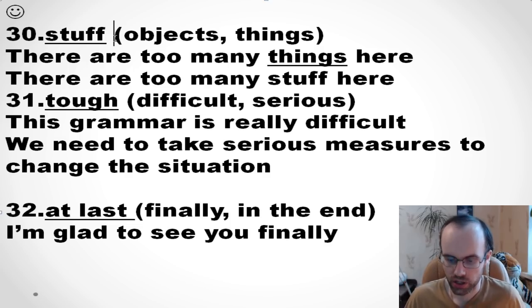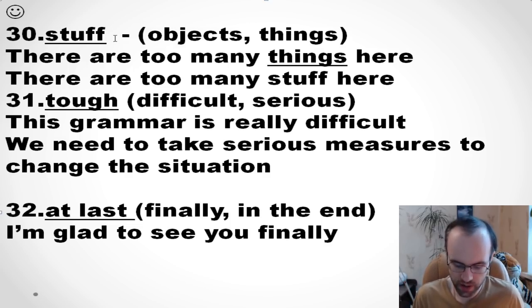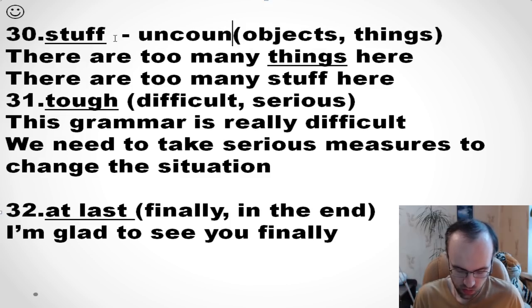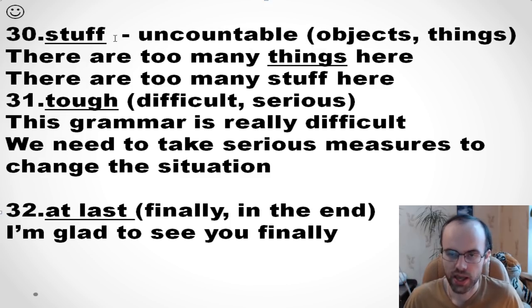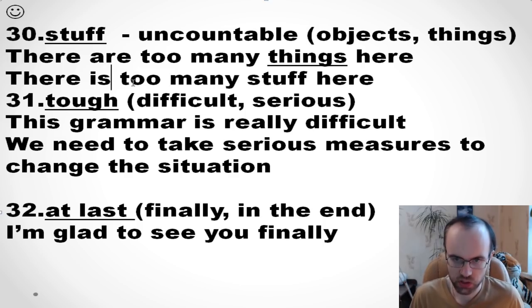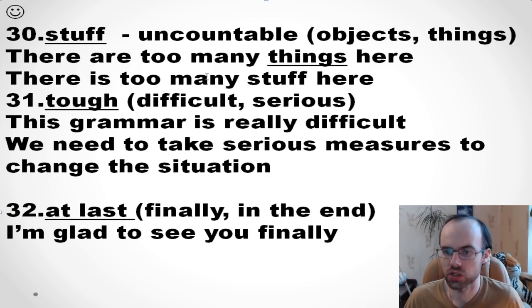Not really. You need to know that the word "stuff" is uncountable, and if it's uncountable, we say "there is." So there is too much, yeah? So stuff is like one, for English speakers, and we use "much" with uncountable nouns. So there is too much stuff here. There is too much stuff, or there are too many things here.